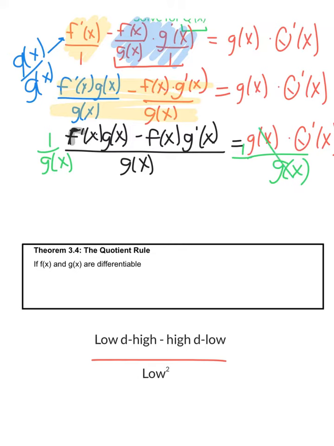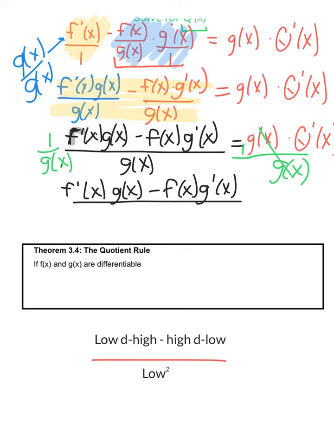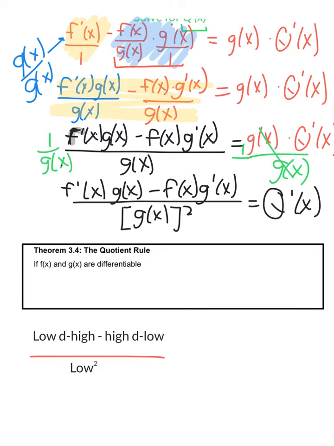This is going to be our last step, so I'm just going to write everything one more time. So we would have on top f prime of x times g of x minus f of x times g prime of x, all divided by g of x times g of x, which is g of x squared, and that will equal the derivative of our quotient function. So right there, that is our derivative rule.